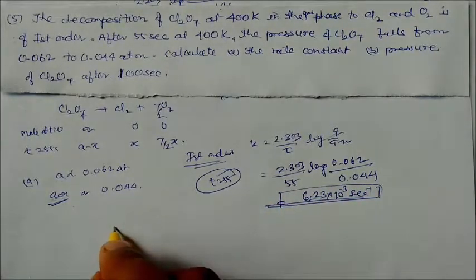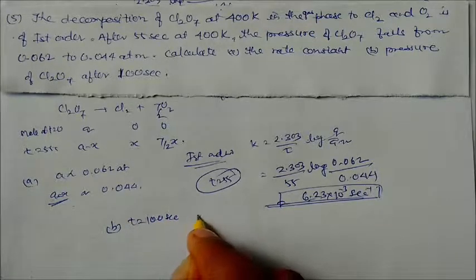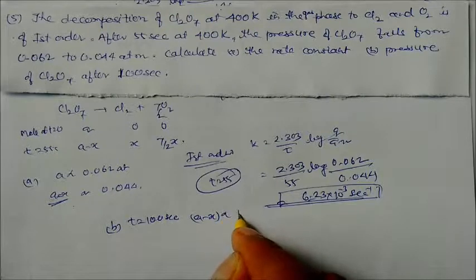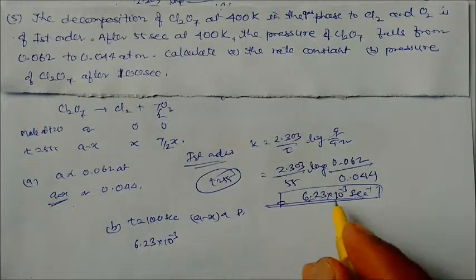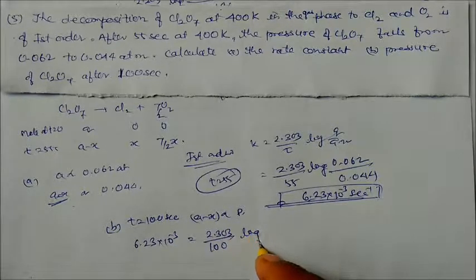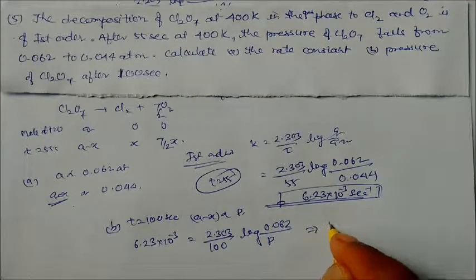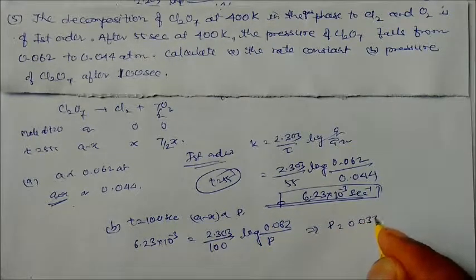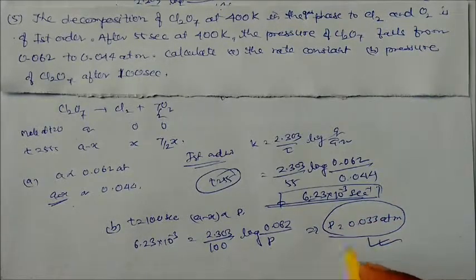Now the second part: if T is equal to 100 seconds, what will happen? So A minus X is proportional to P. So we can write 6.23 into 10 to the power minus 3 per second is equal to 2.303 divided by 100 and log of 0.062 divided by P. On solving we will get P is equal to 0.0033 atmospheric. So this is the pressure after 100 seconds on solving this equation.